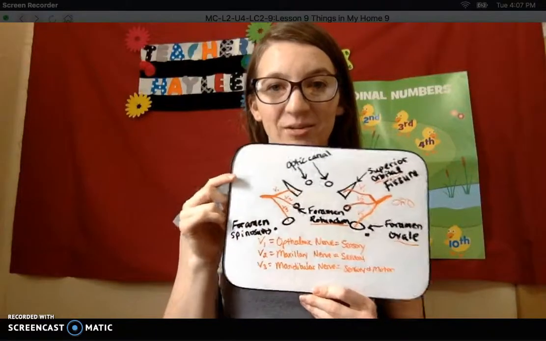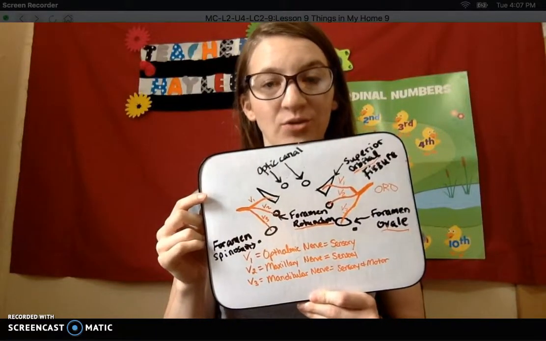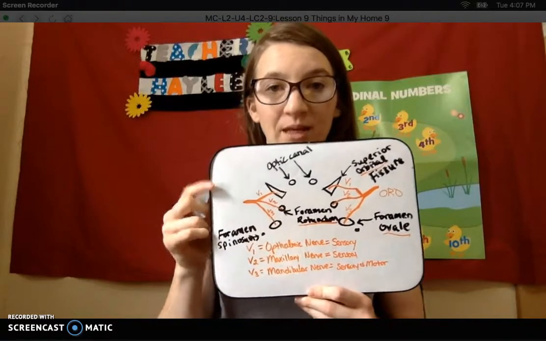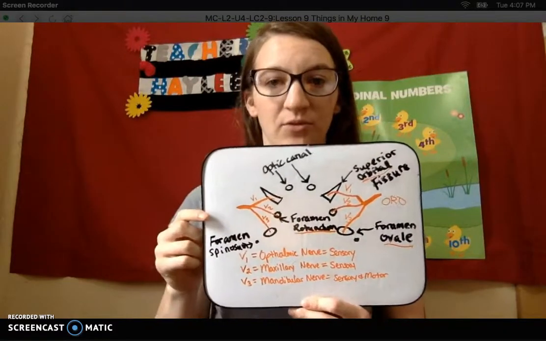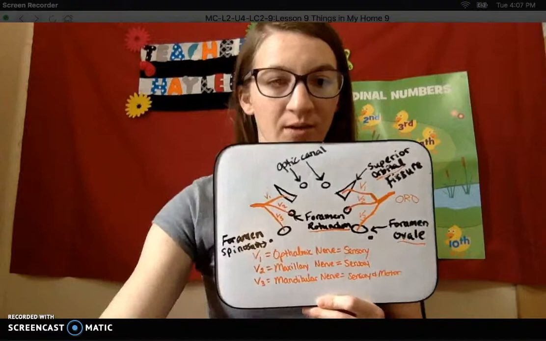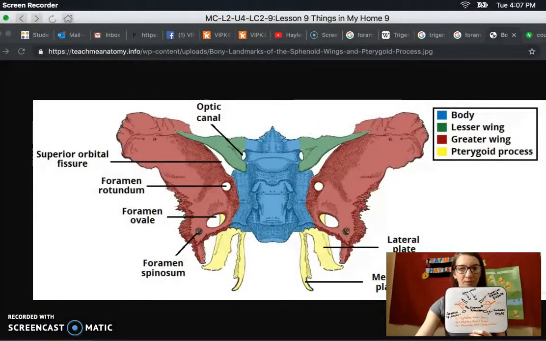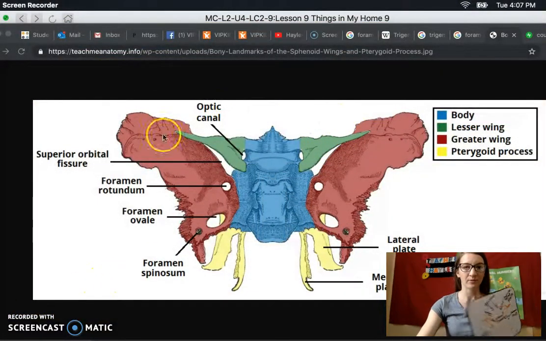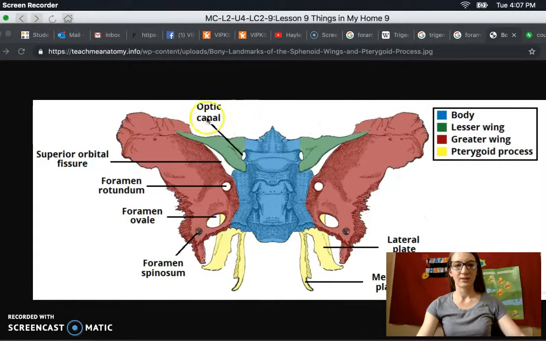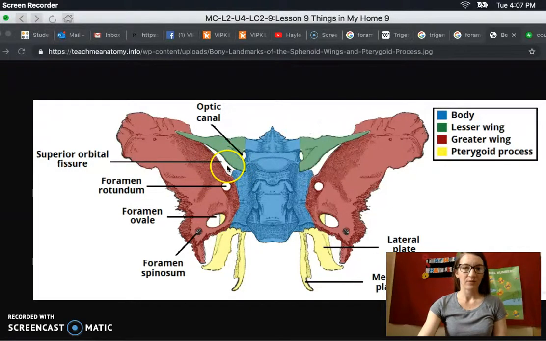Hello, today I will be talking about the trigeminal nerve and the foramen it passes through within the sphenoid bone. And so I'll have us look at a picture of the sphenoid bone. This is the sphenoid bone. And the trigeminal nerve passes through the middle three foramen.